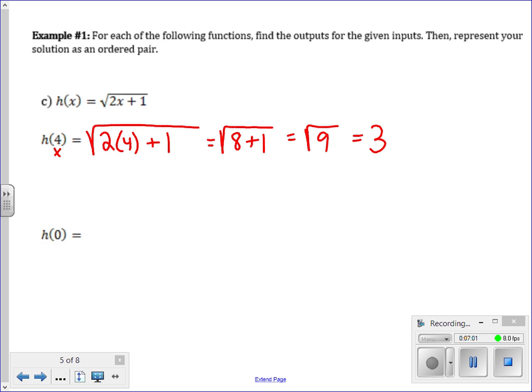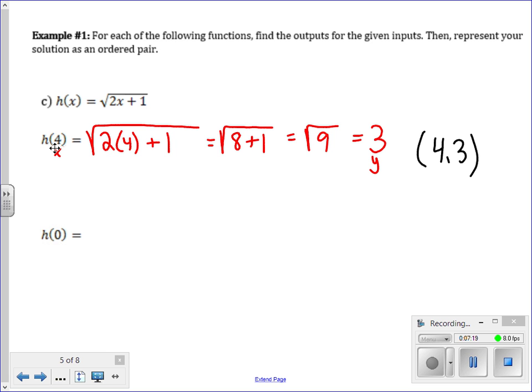And we should know that the square root of 9 equals 3. So I have an input x value of 4 and a y value output of 3. So the ordered pair that would represent this function would be 4, comma 3.